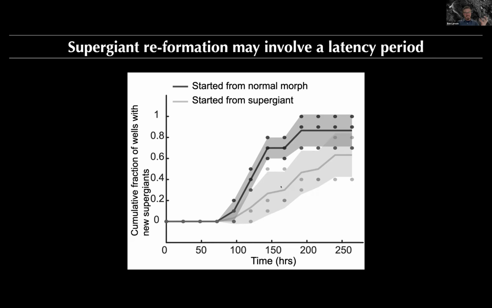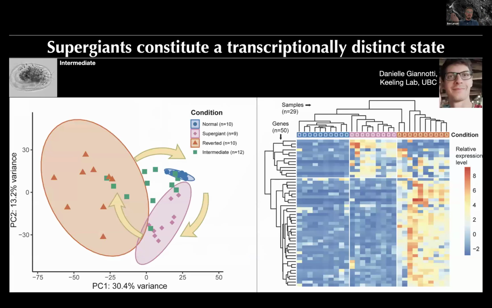To start to get some insight into how this morphogenetic transition is actually regulated, our collaborator Daniela Giannotti in Patrick Keeling's lab picked individual cells and performed transcriptomic analysis on these different morphs. Here we have a PCA plot of these gene expression results for the different morphs. We have supergiants here, normal morphs here, and reverted cells, which were previously supergiants and had become normal morphology again. We also added one more type of cell that we could find to the mix.